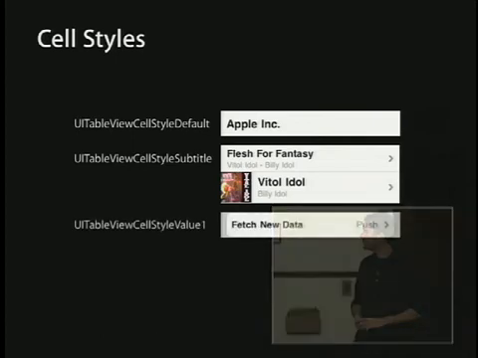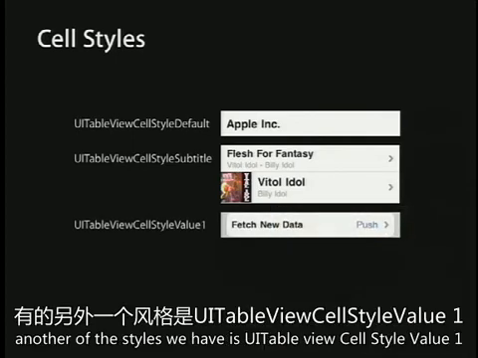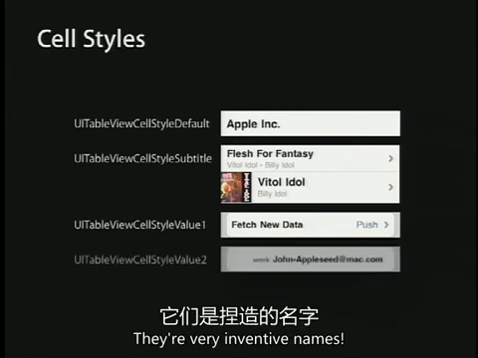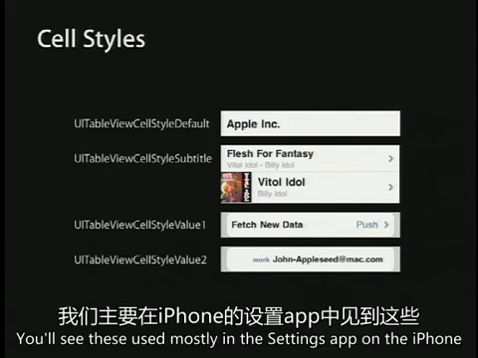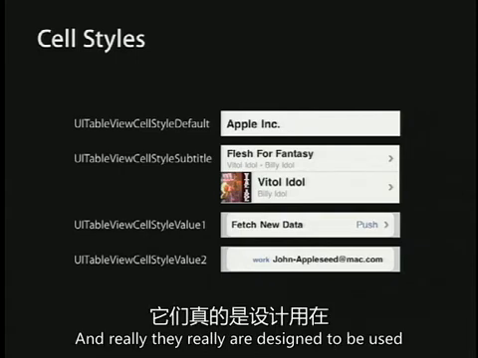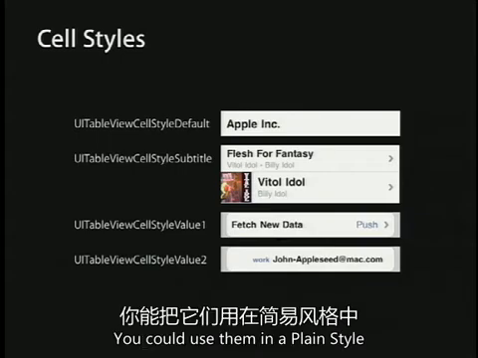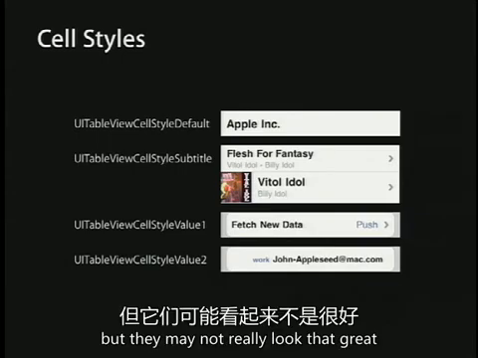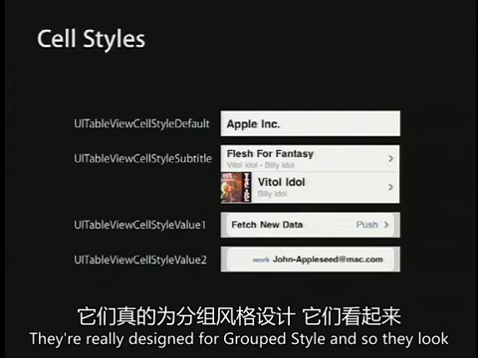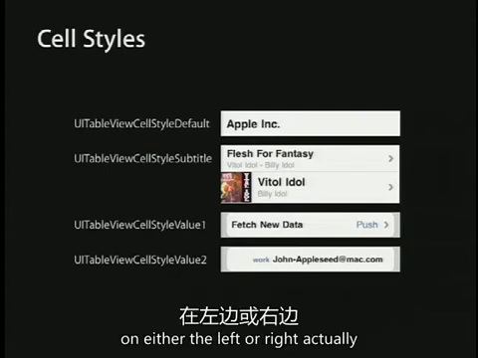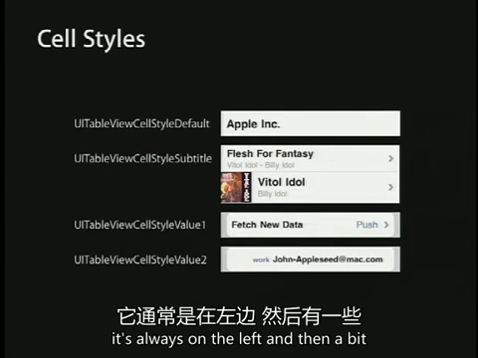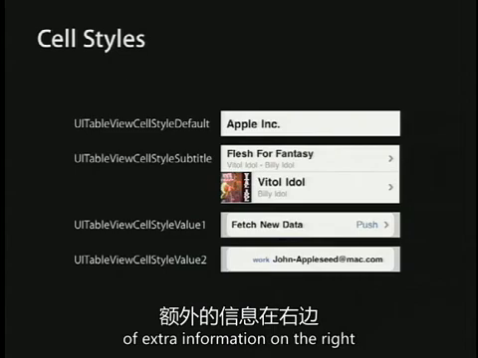Another of the styles we have is UITableViewCellStyleValue1 and Value2. They're very inventive names. These are pretty much intended to be used with group style table views. You'll see these used mostly in the Settings app on the iPhone. You could use them in a plain style, but they may not really look that great. They're really designed for group style. And so they'll look like this. They'll have a main label on the left, and then a bit of extra information on the right.